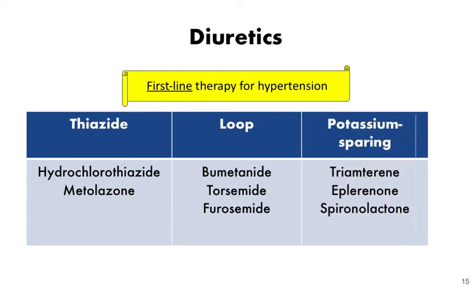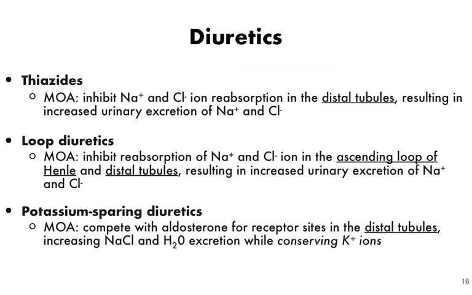The third type of diuretic is the potassium-sparing diuretic. This category includes triamterene, eplerenone, and spironolactone. This category works slightly differently than the other 2 categories, and we'll look at those in particular in the next slide. Thiazides and loops work very similarly. It's just the location in the kidney where they make their action.